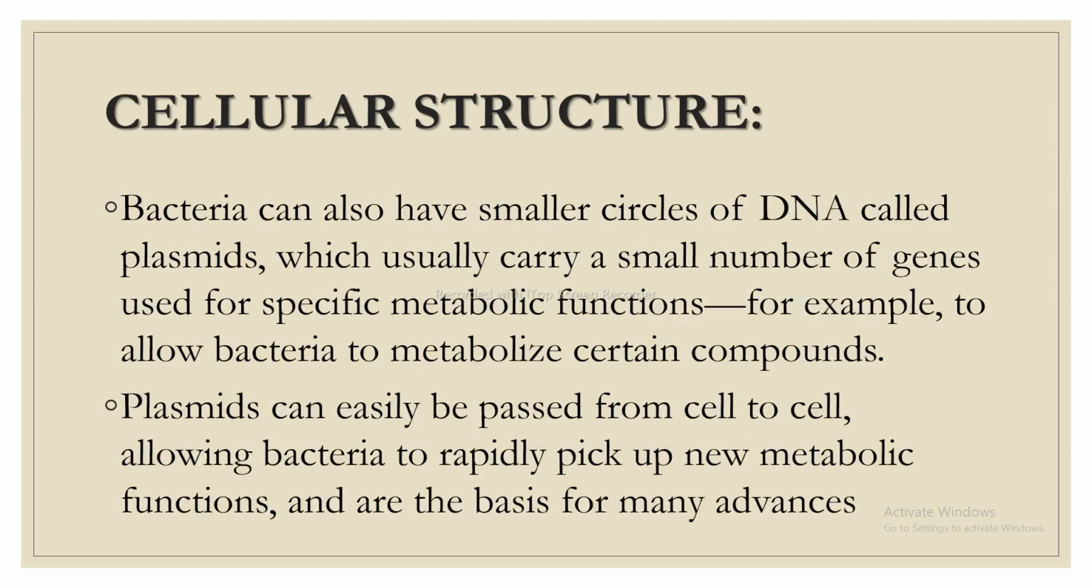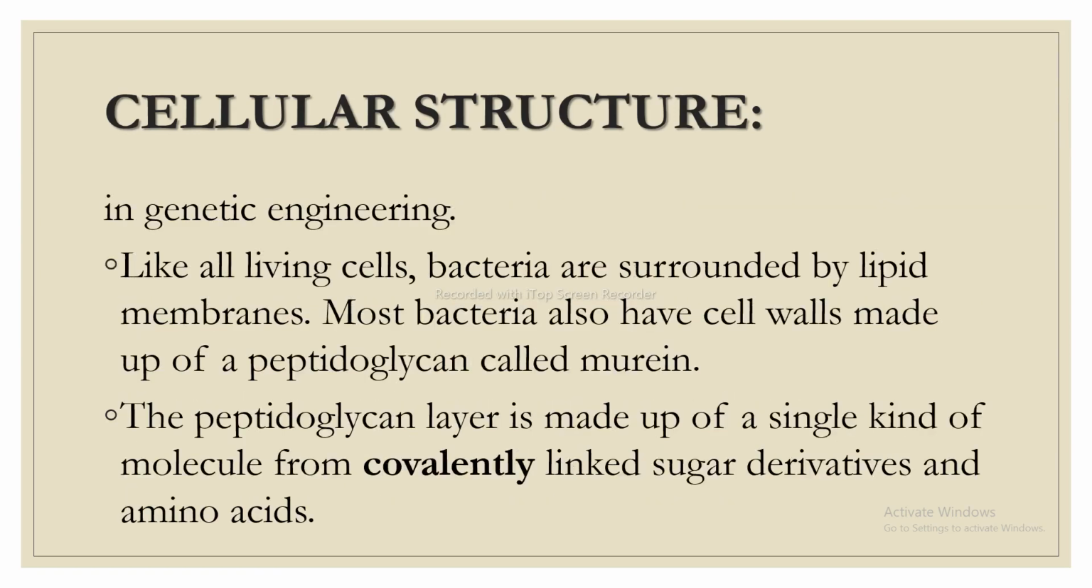Bacteria can also have smaller circles of DNA, which are called plasmids, which usually carry a small number of genes used for specific metabolic functions, for example, to allow the bacteria to metabolize certain compounds. So plasmids can easily be passed from cell to cell, allowing the bacteria to rapidly pick up new metabolic functions, and are the basis for many advances in genetic engineering.